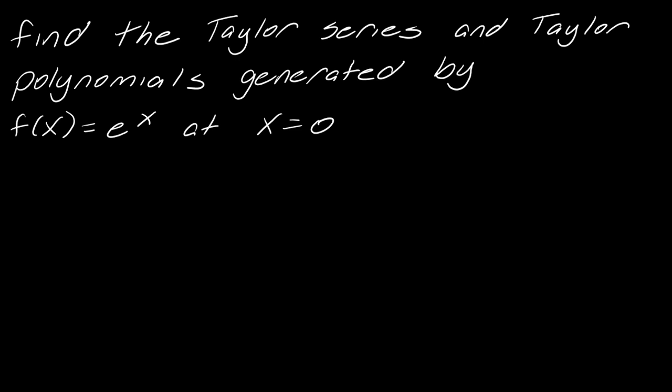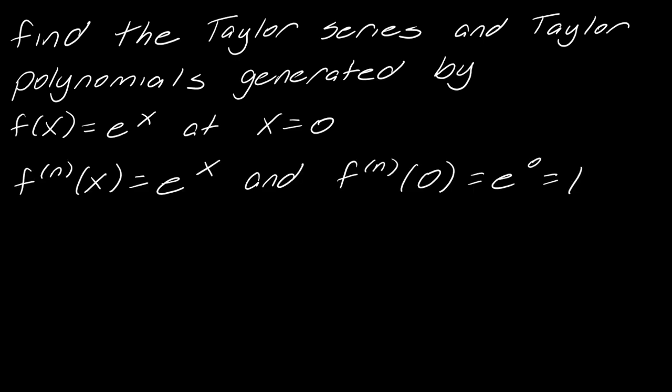Okay, so I want to just run through this again. The great thing about f of x equals e to the x is that right away we already know what all the derivatives look like. All of the derivatives have this form: the nth derivative is always e to the x. And then if I plug in 0, this always just equals 1. So this is actually a pretty easy Taylor series to generate.